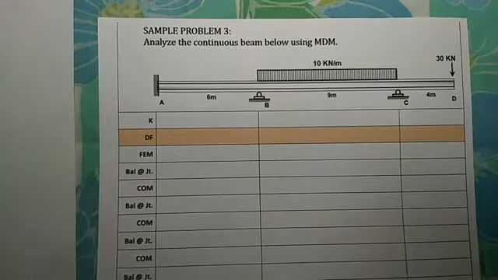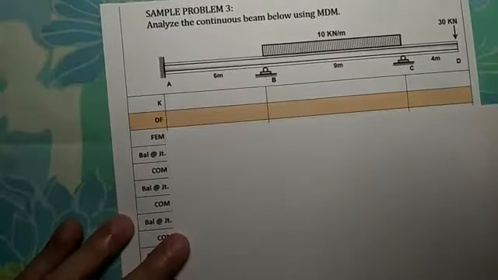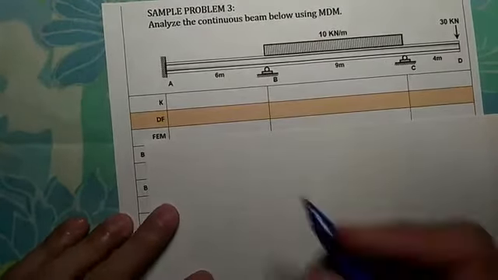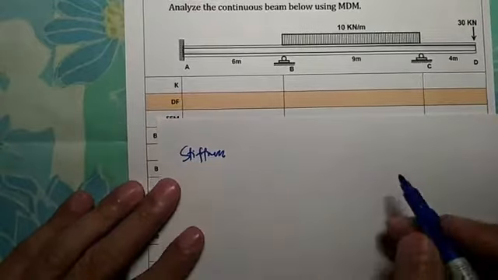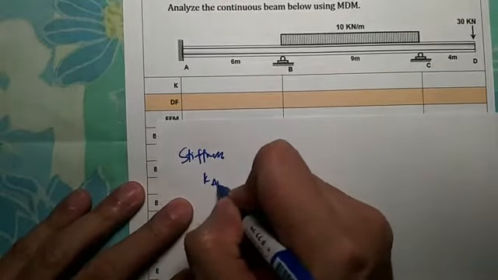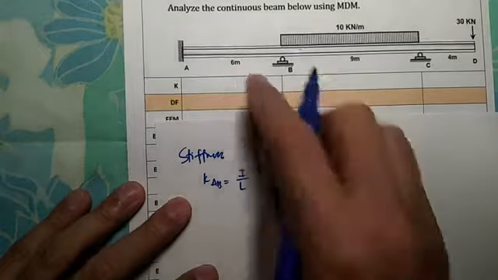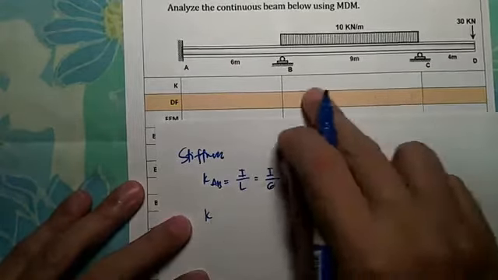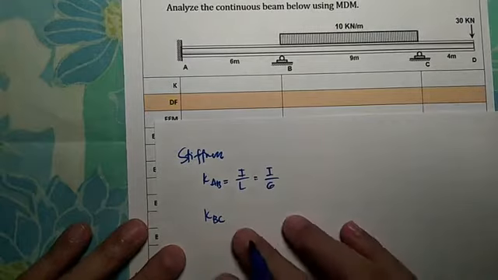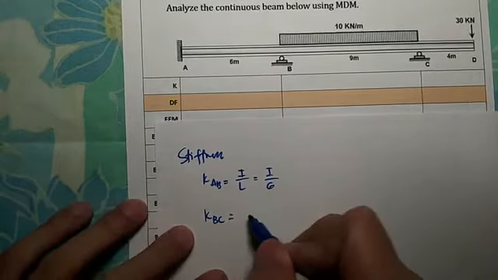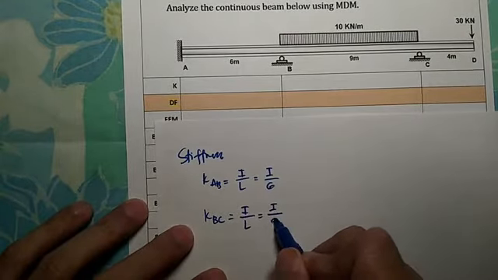Okay, the first step is to solve for the stiffness K. So let's start with the stiffness. Considering relative stiffness, for member AB, that would be I over L, so that would be I over 6 meters. How about for stiffness BC? It would be I over L, so that would be I over 9.